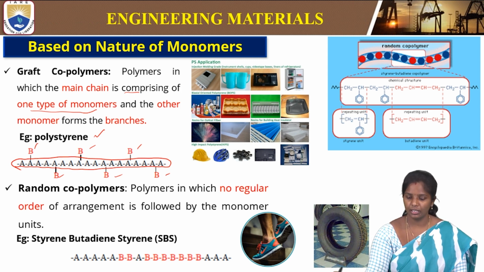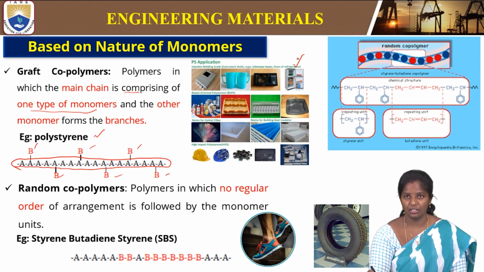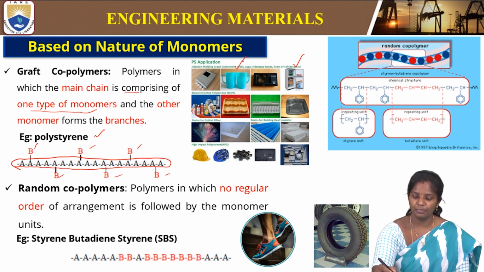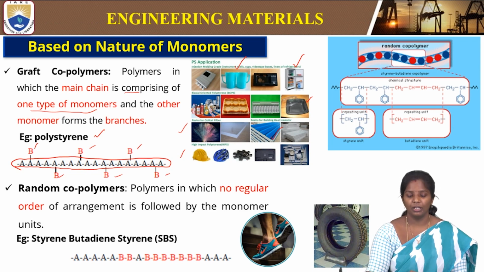So if you see this example, even in the picture, these are used widely in refrigerating materials during manufacture, then plastic cups, then lighting materials, then sheets, then roofing purposes, helmets, etc. These are some of the good examples that come under copolymers of grafting.